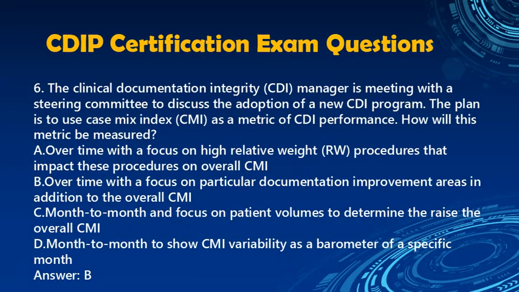A. Over time with a focus on high relative weight (RW) procedures and their impact on overall CMI. B. Over time with a focus on particular documentation improvement areas in addition to the overall CMI. C. Month to month and focus on patient volumes to determine the overall CMI. D. Month to month to show CMI variability as a barometer of a specific month. Answer: B.